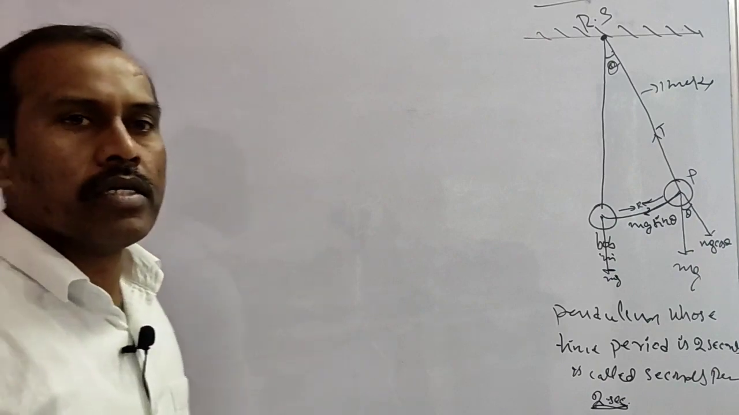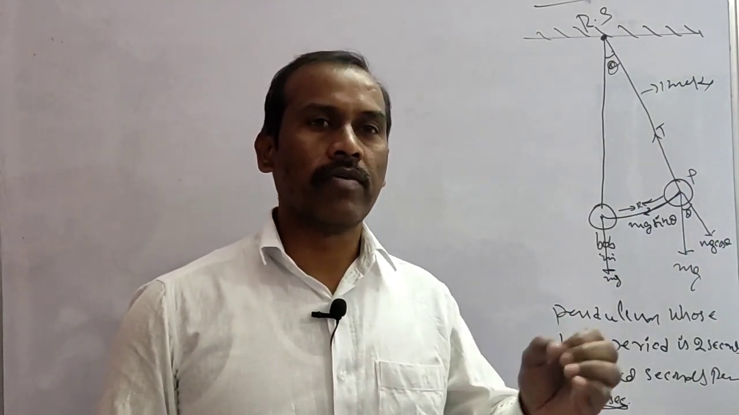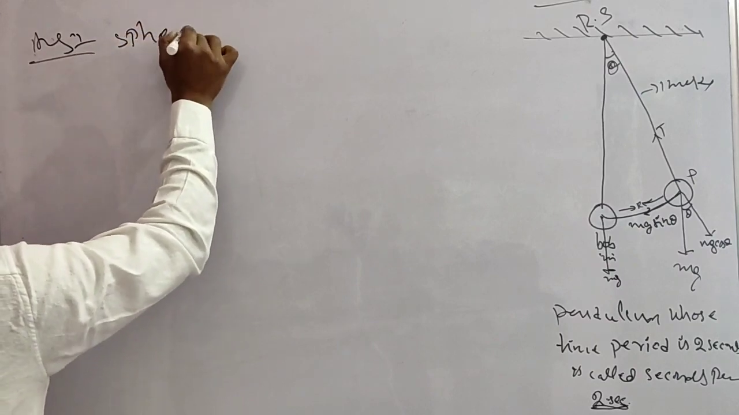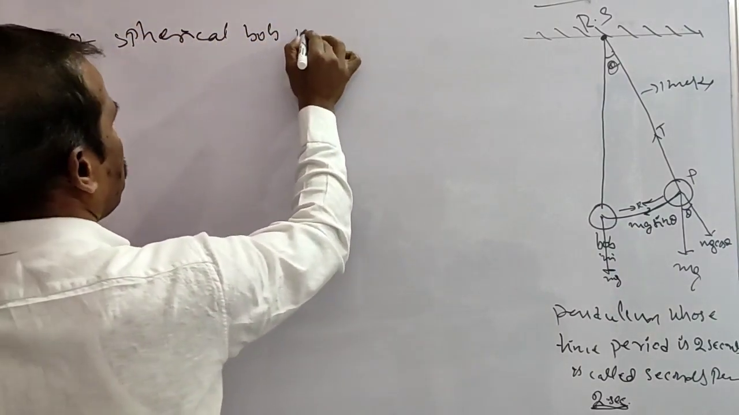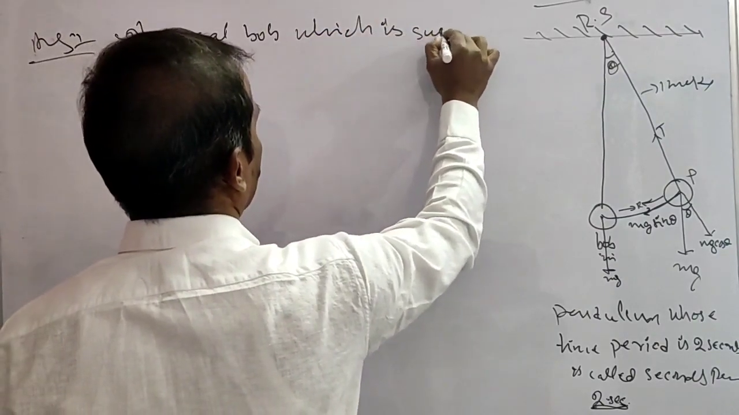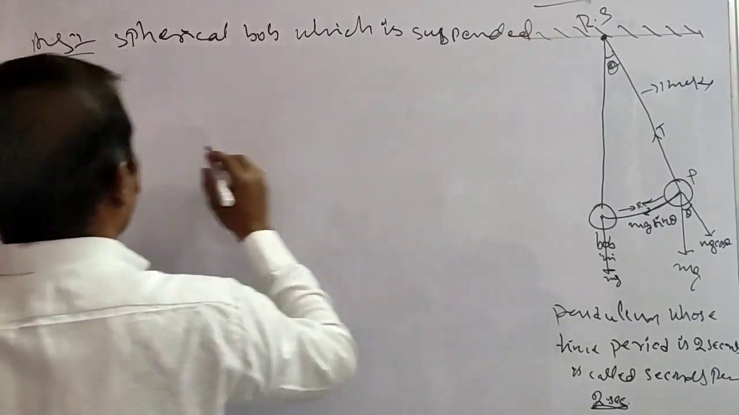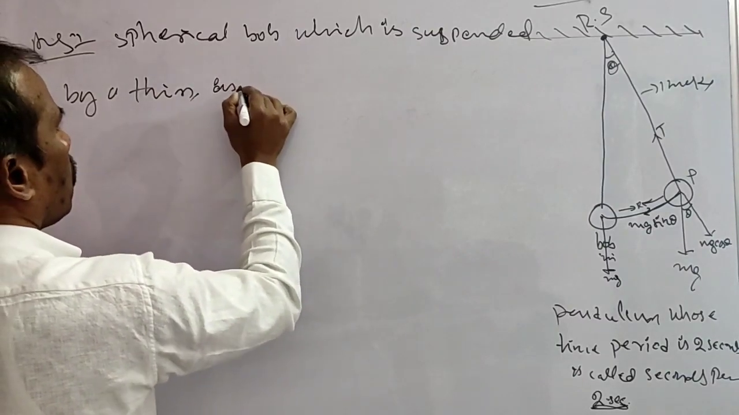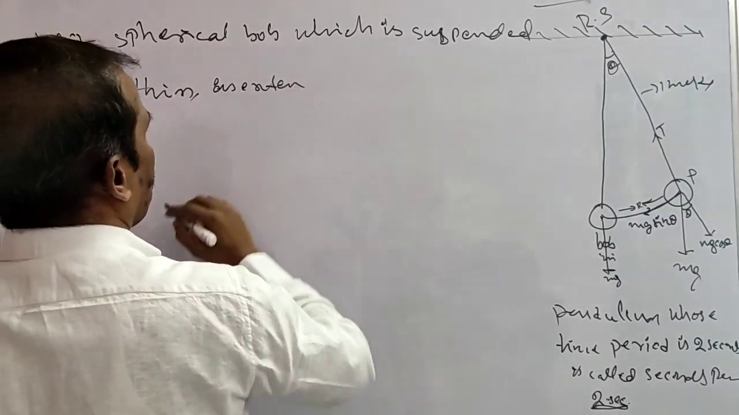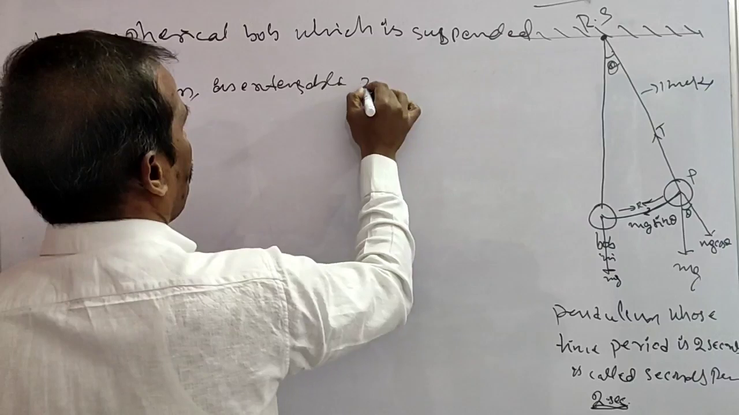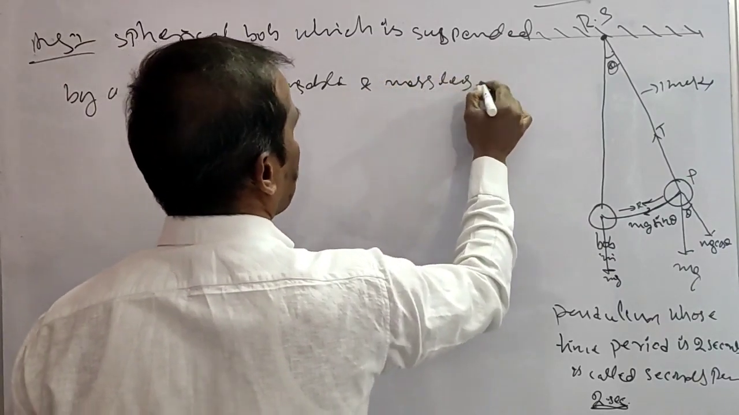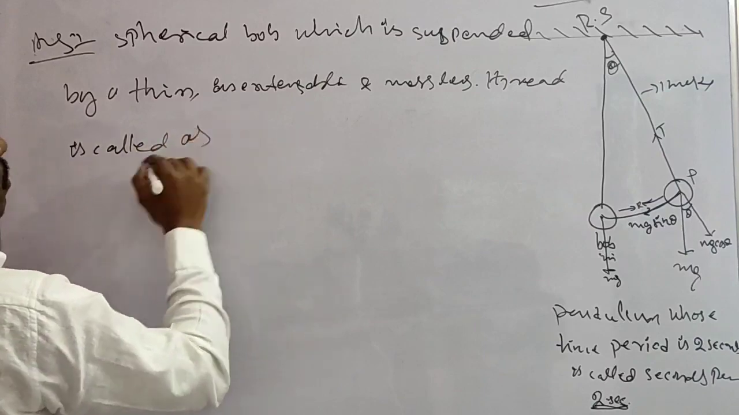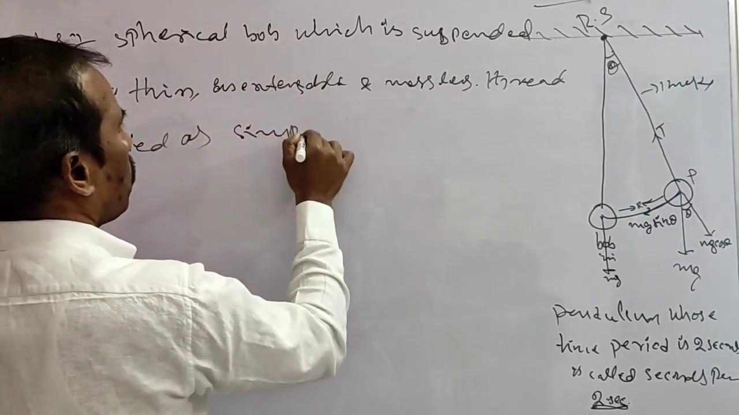What is the simple pendulum? A spherical bob which is suspended by a thin, inextensible and massless thread is called a simple pendulum. Simple pendulum.